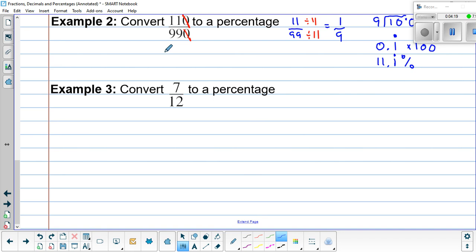Now, 7 divided by 12. Well, I'm going to try something. Like I said, you can always try something, and if it doesn't work, then you can go back and divide. So I know that I can get that over 60 by timesing by 5. That means I'm going to have 35 over 60. And then, let's see, what can I divide this by to get that over 10? I'd have to divide by 6, right?